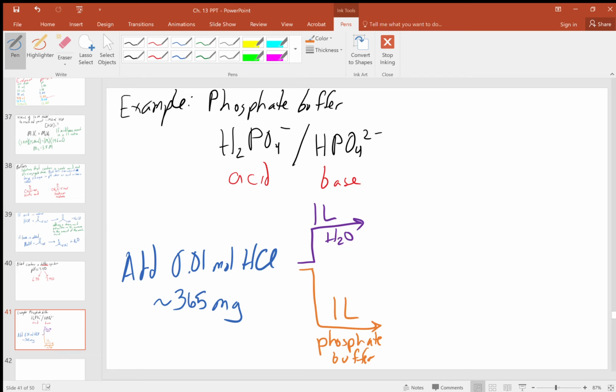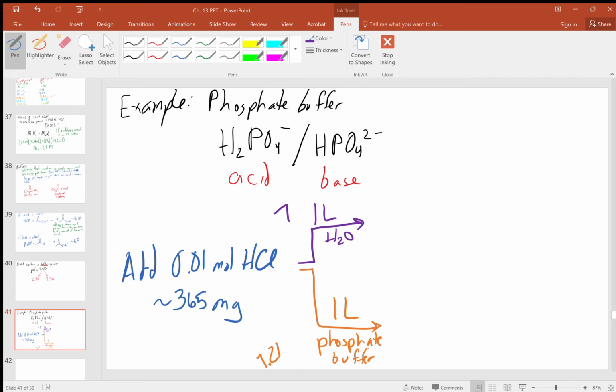Now, what are the initial pHs for each of these? Well, for the phosphate buffer, that's something we'd have to look up. And we find that it has a pH of about 7.21. And this is assuming that we're using equal concentrations of the acid and the base. That's not something that we have to do, it's just for this example we will. What's the pH of the 1 liter of water? Well, that's right at 7.